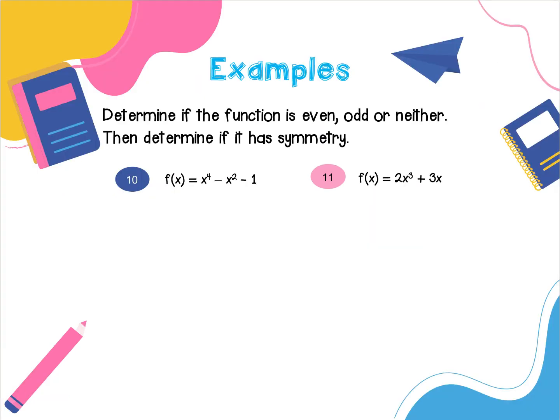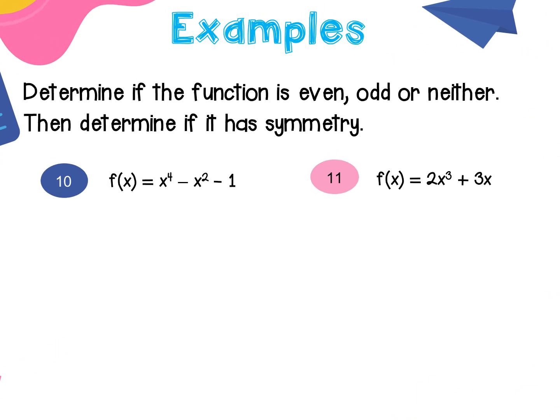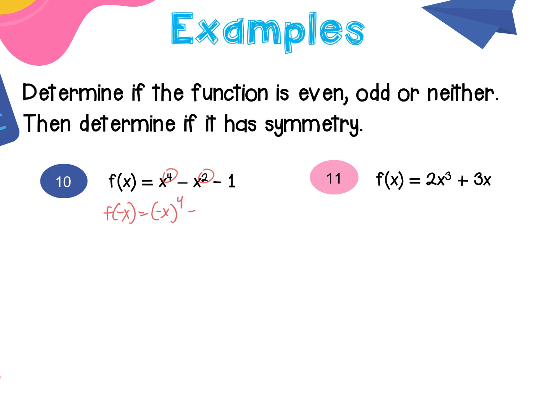Okay, so here it says determine if the function is even, odd, or neither, then determine if it has symmetry. So again, I come over to here and I see x to the 4th. When I see these even powers, I'm pretty confident that this is going to be even, but again, you want to always double check. So I'm going to do negative x to the 4th minus negative x squared minus 1. Notice I'm going to get x to the 4th minus x squared minus 1. It's going to be the same, right? Which means it's going to be an even function, and it's going to be symmetric to the y-axis.